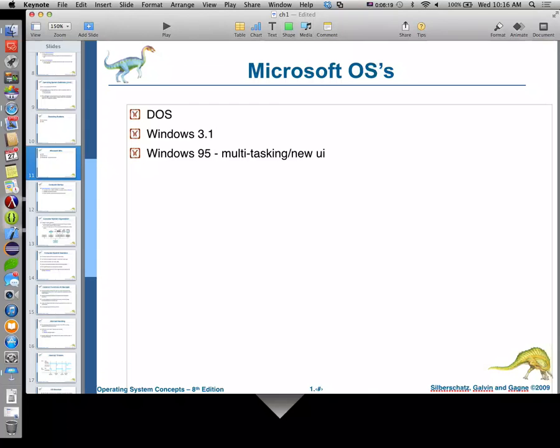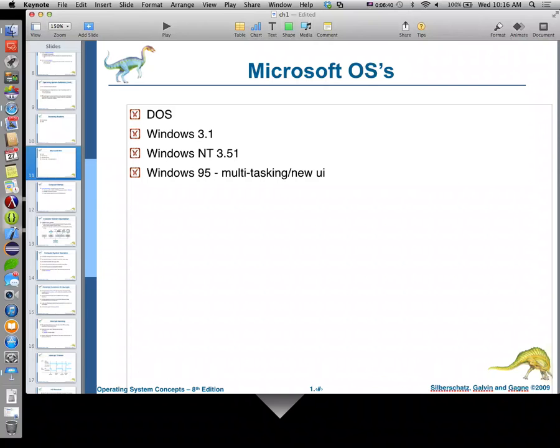Isn't it the server version? Okay, you're going along the right lines. They only started calling them server more recently. Back then it was Windows NT. 3.51 was the release that people actually ran. But now, what's the difference between Windows 3.1 and Windows NT? These are not the same operating systems. Windows 3.1, the actual operating system was DOS.